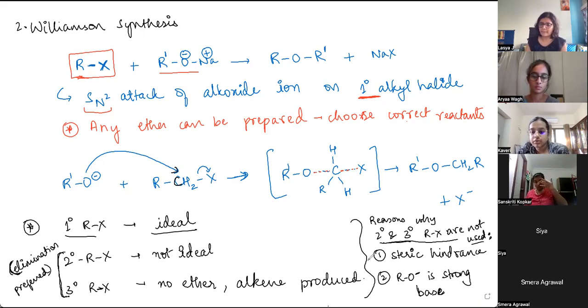Oh, so there is steric hindrance, and the main carbon is attached to many other carbons, which is why nucleophilic attack is harder. And because there are more hydrogens, it will be easier for the strong base to attack, which is why the elimination reaction will be possible. Yes. Cool.